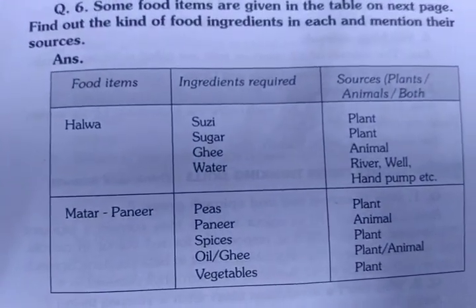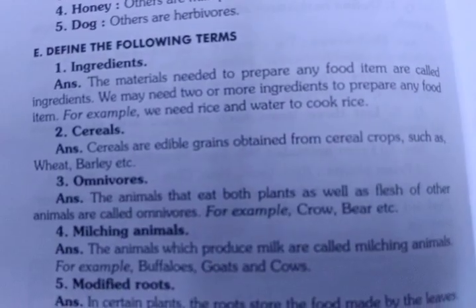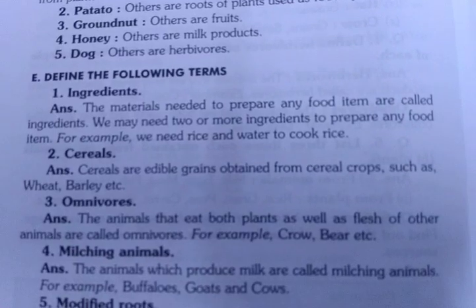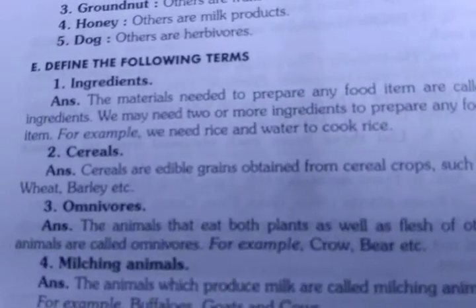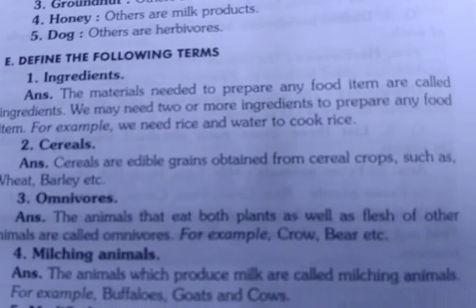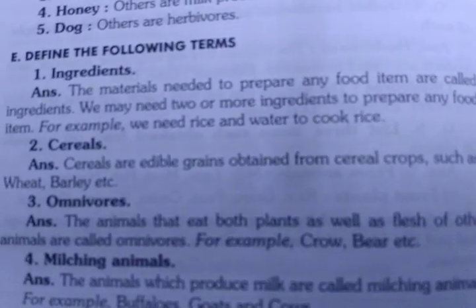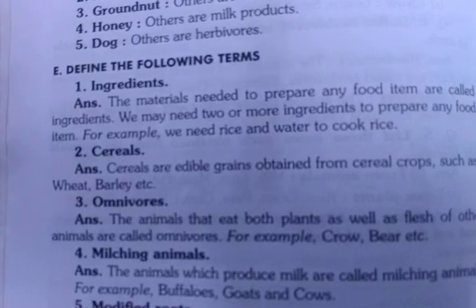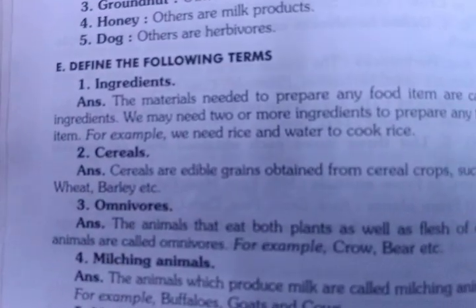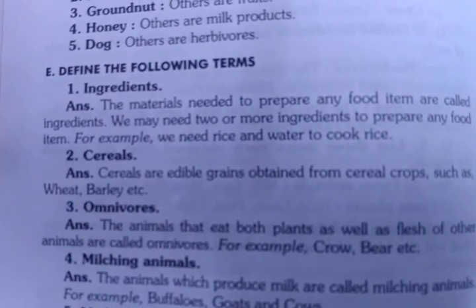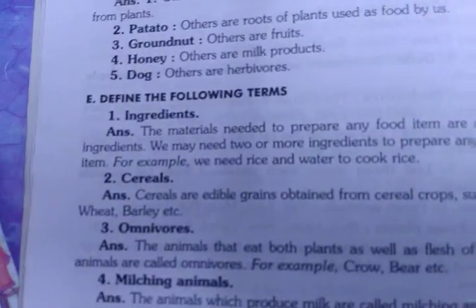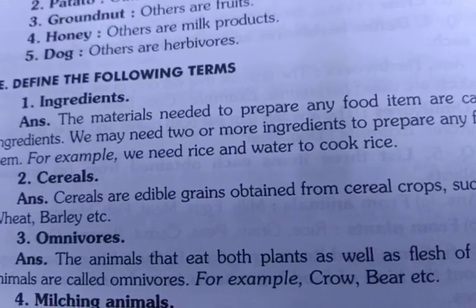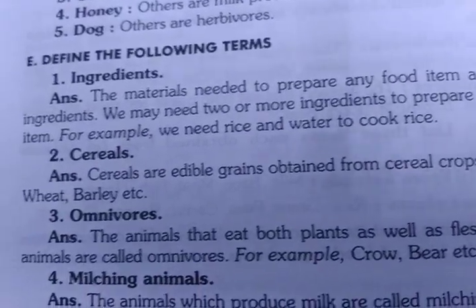Now we will move ahead. Now we are moving towards the define question answers, or define the terms of the following. First is ingredient. What is an ingredient? Can you tell the answer of ingredient? The material needed to prepare any food item is called ingredients. We may need 2 or more than 2 ingredients to prepare any food. As for example, if we talk about rice, for cooking rice, we need raw rice and water to cook rice, right?